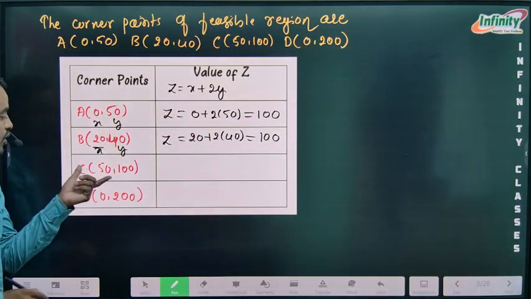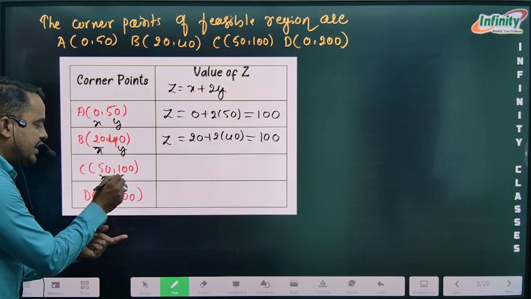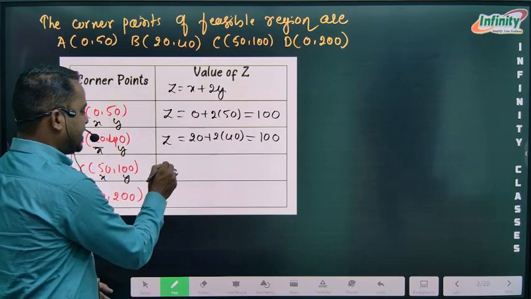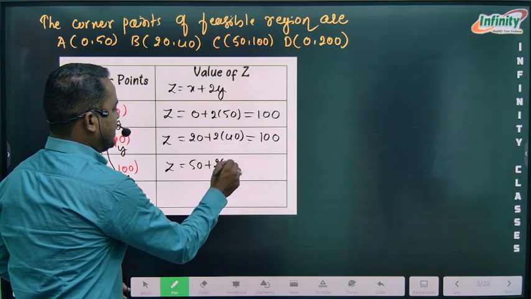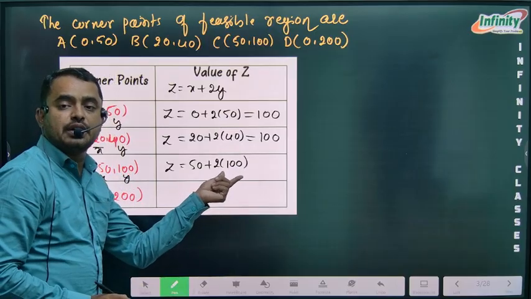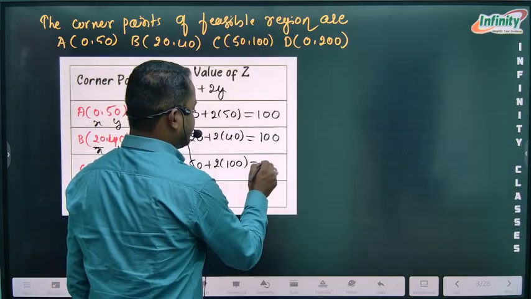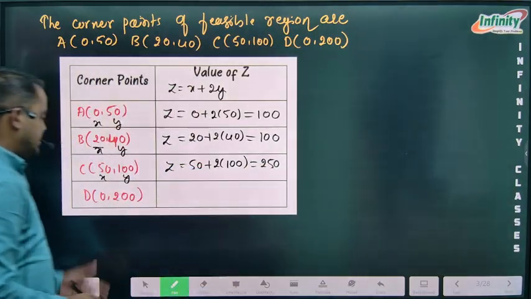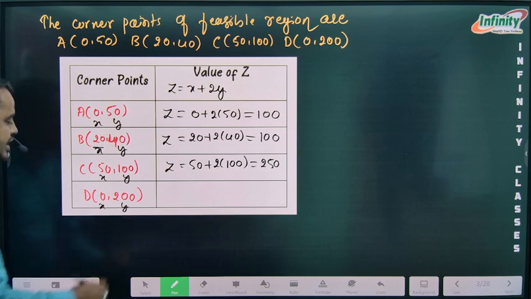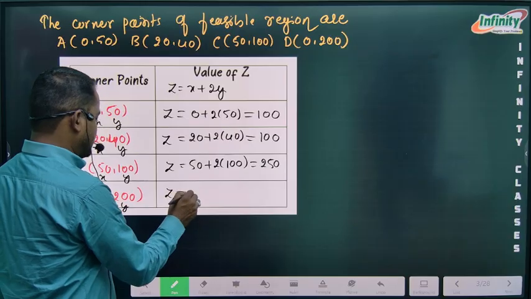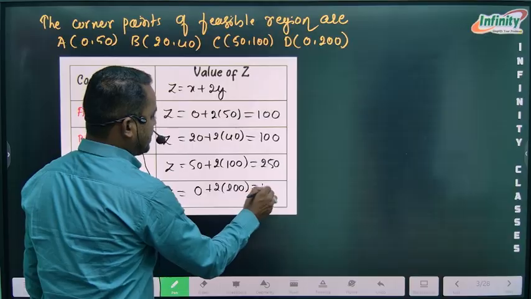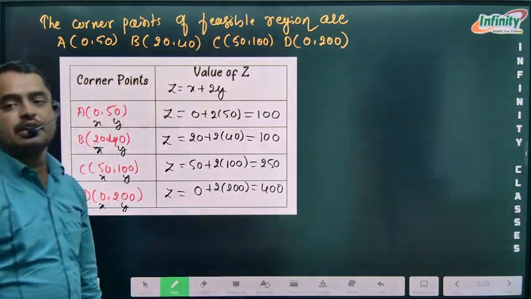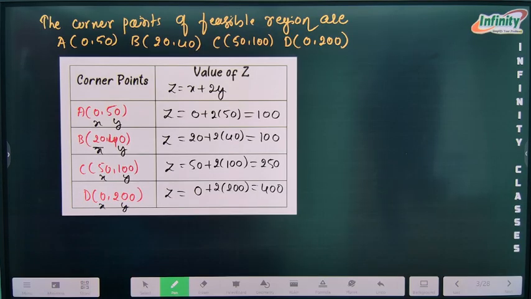And what are the coordinates of C here? x is 50, y is 100. Put x as 50: 50 plus 2 into 100. 2 into 100 is 200, and 200 plus 50 is 250. Similarly, for D, x is 0 and y is 200, so Z is equal to 0 plus 2 into 200, that is 400. So in this way we have to find the maximum value and minimum value of the function.